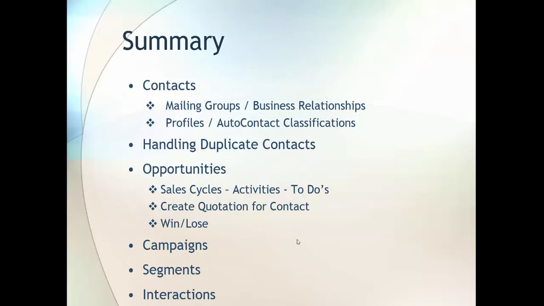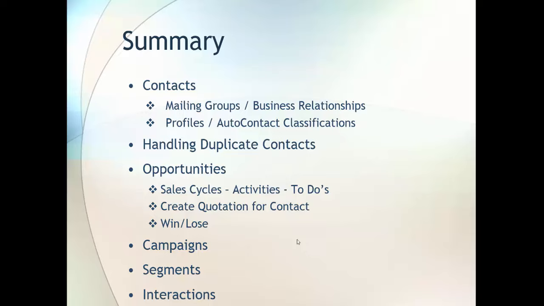So, in summary, today we have gone through contacts and how we can associate mailing groups and business relationships. We've looked at profiles and how we can use the auto contact classifications to give us financial feedback about our customers. We've seen how we can set up duplicate strings so that we can make sure that we do not have duplicate contacts in our contact database. And we've looked at the opportunities and sales cycles, how we can create the activities, those to-dos, which will jog our salespeople's memories to get on and do the task at hand.